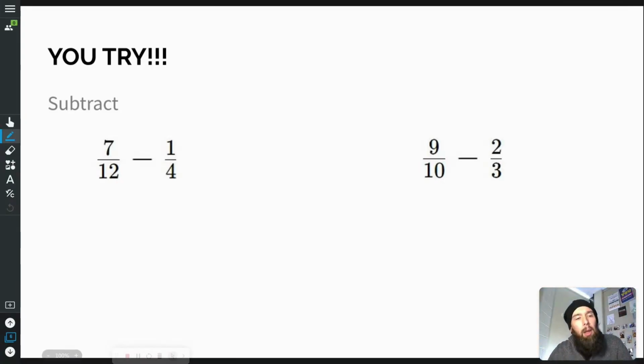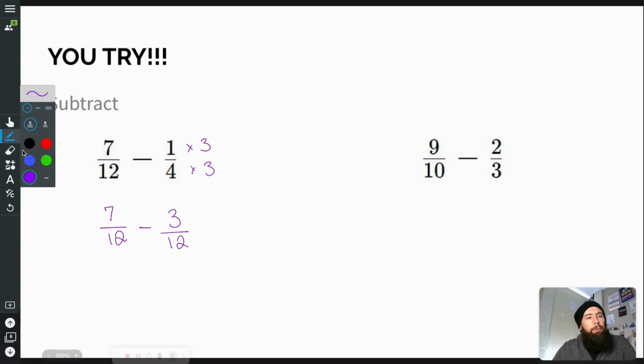Welcome back. So I have 7 over 12 minus 1 over 4. 12 is already a multiple of 4, so all I have to do is multiply you by 3 over 3, and I don't have to do anything to you. So that gets me 7 over 12 minus 1 times 3 is 3, and 4 times 3 is 12. 7 minus 3 is 4. 12, keep it the same.